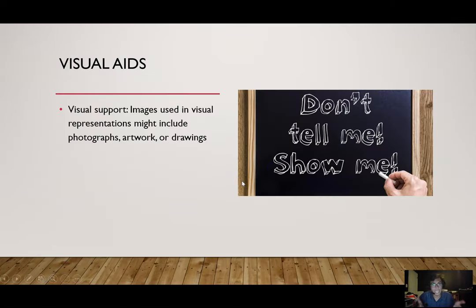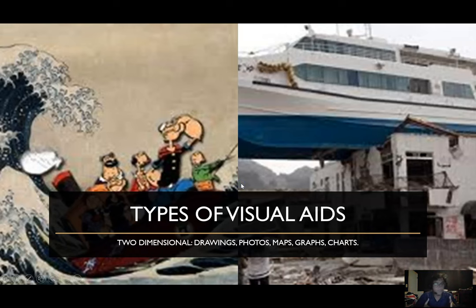What are visual aids? Visual aids, also called visual support, are images used in visual representations which might include photographs, artwork, or drawings. This shows the fundamental principle of show, don't tell, that we would much rather show something happening or show how to do something versus telling how to do it. So, let's dive right in with the types of visual aids.